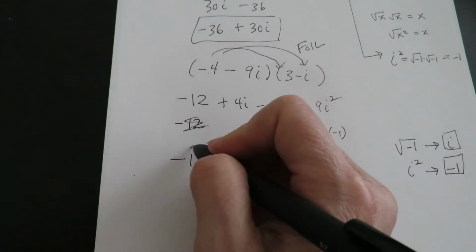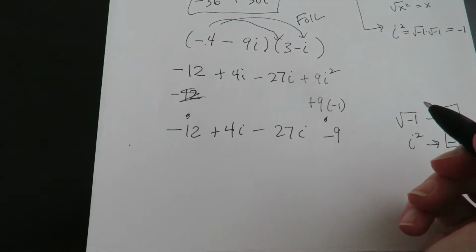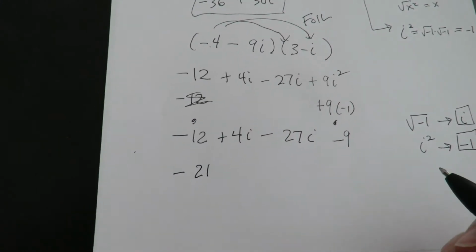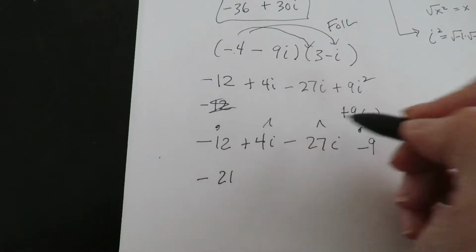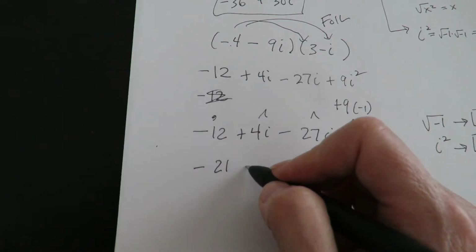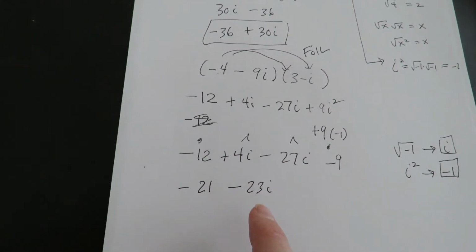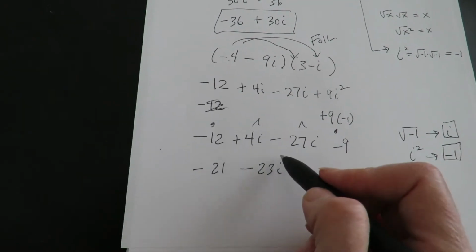So we're almost done with this. We're just going to combine like terms. So you're going to combine the real parts, so this is going to be negative 21. And you're going to combine the imaginary part, so this is going to be negative 23i. So just combine the real and combine the imaginary, and that's what you're going to get.